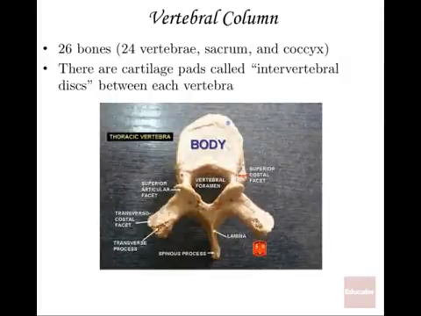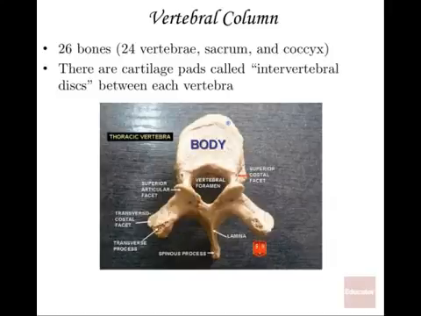The vertebral column, also known as the spine. There are 26 total bones in the average human body. 24 of them are just typical vertebrae. Vertebra would be singular, vertebrae is plural. And then at the bottom you have the sacrum and the coccyx. There are cartilaginous pads or cartilage pads called intervertebral discs between each of the vertebrae. And we'll see that a little bit better in future images. Those little pads are not only for cushioning, but it's how these bones are articulating with respect to one another. So every movement you make of your back, they're ever so slight movements of those bones with those cartilaginous pads.